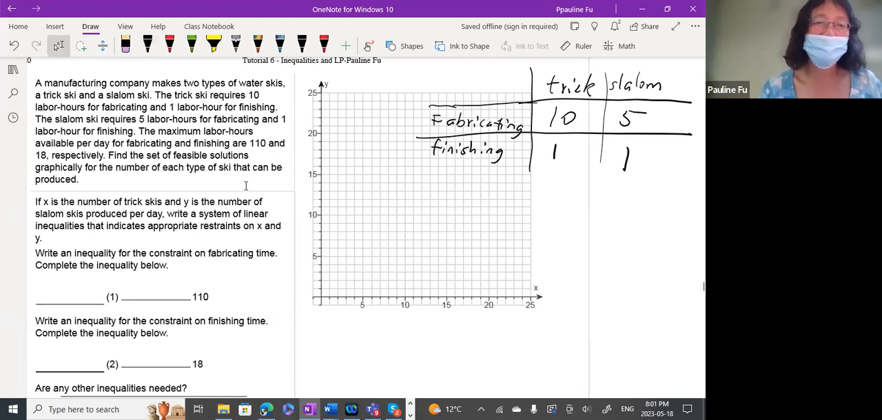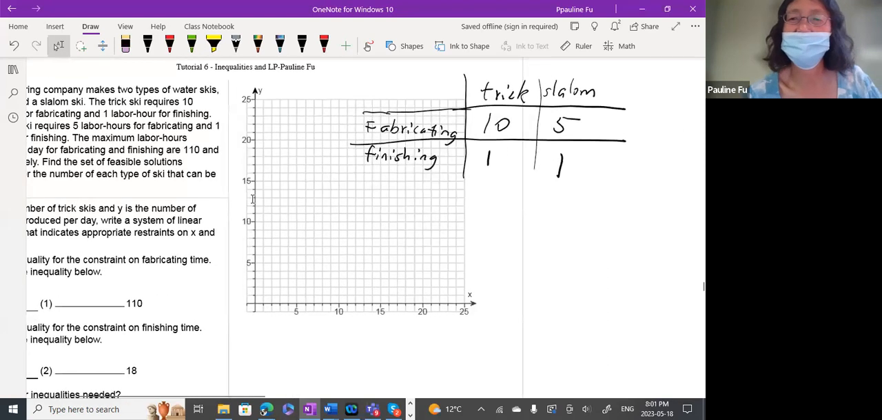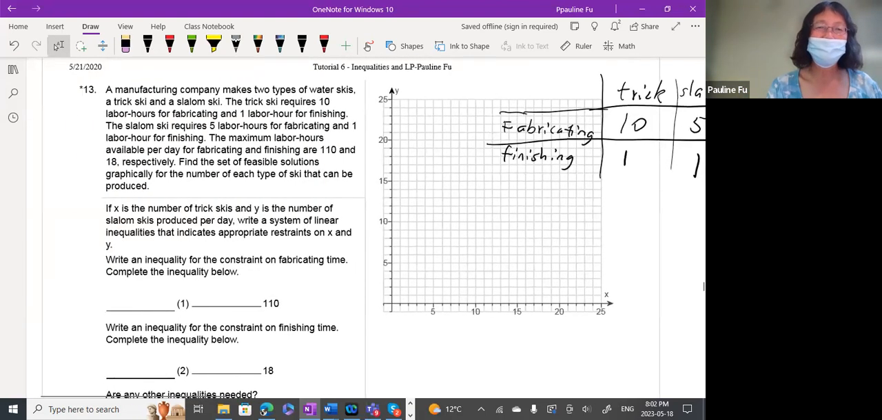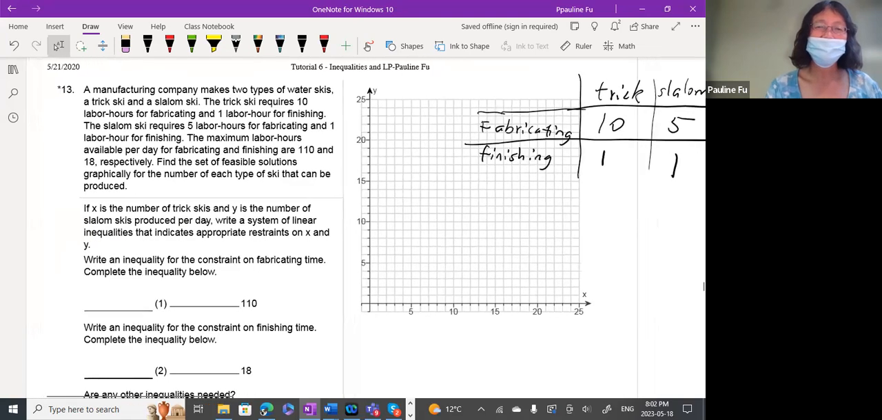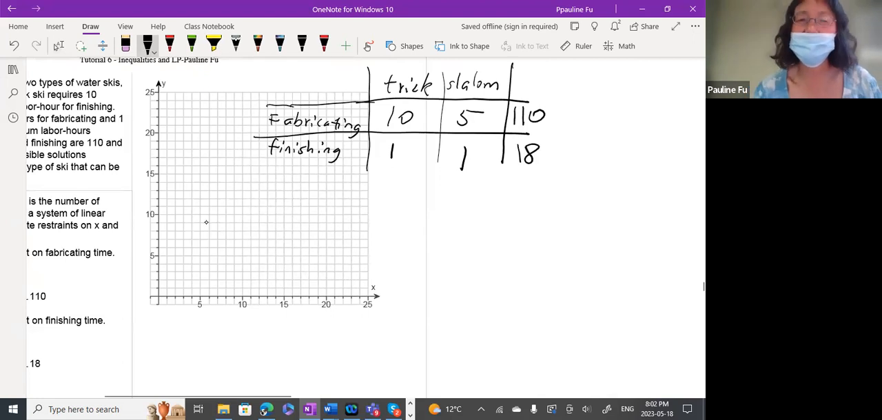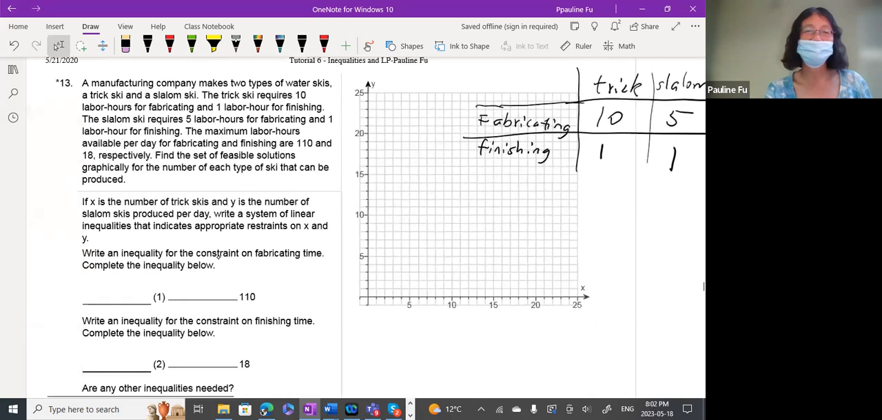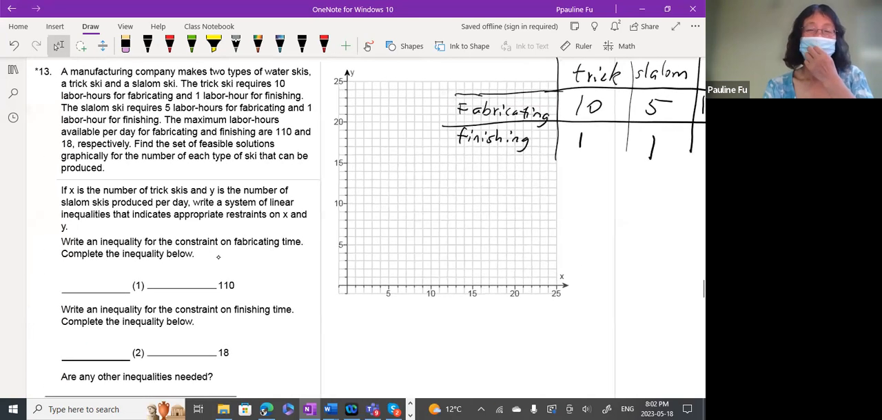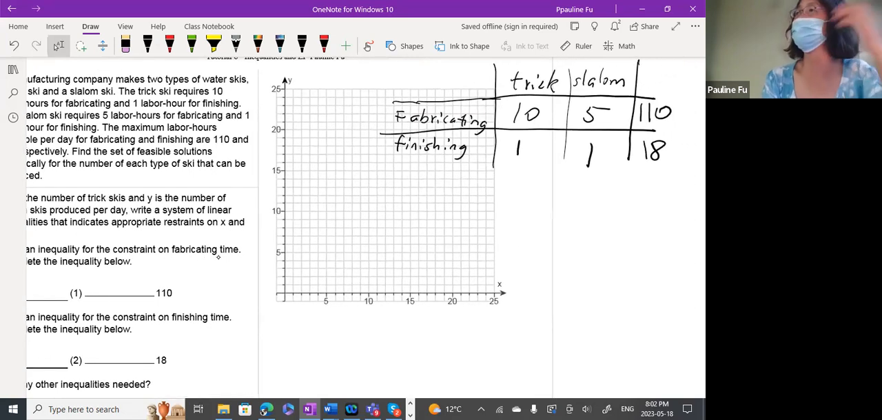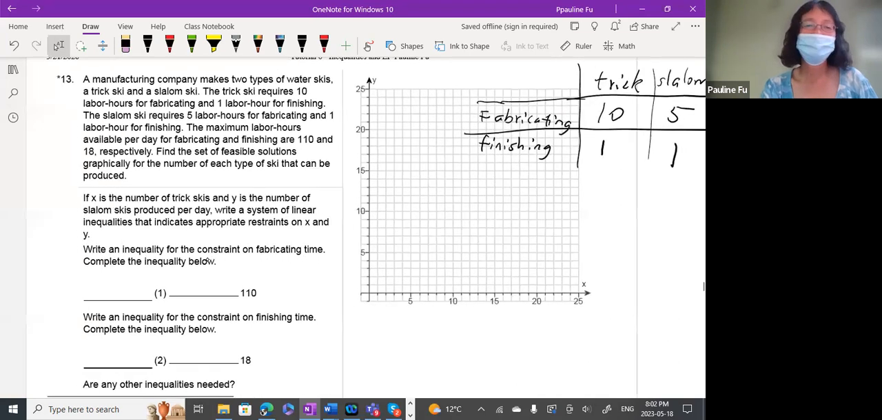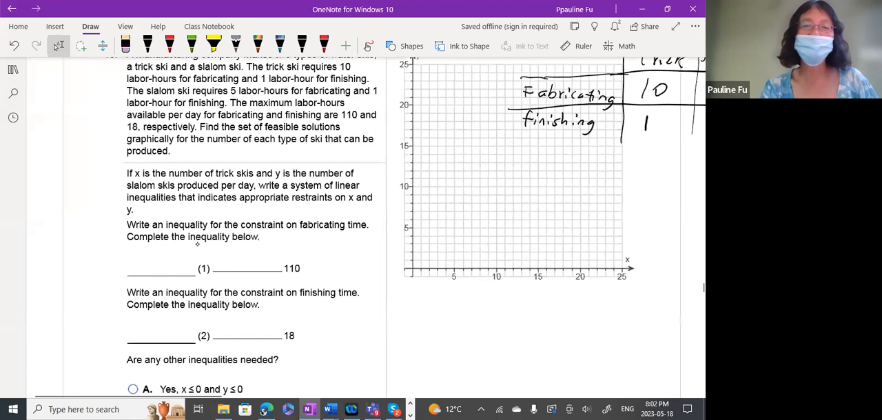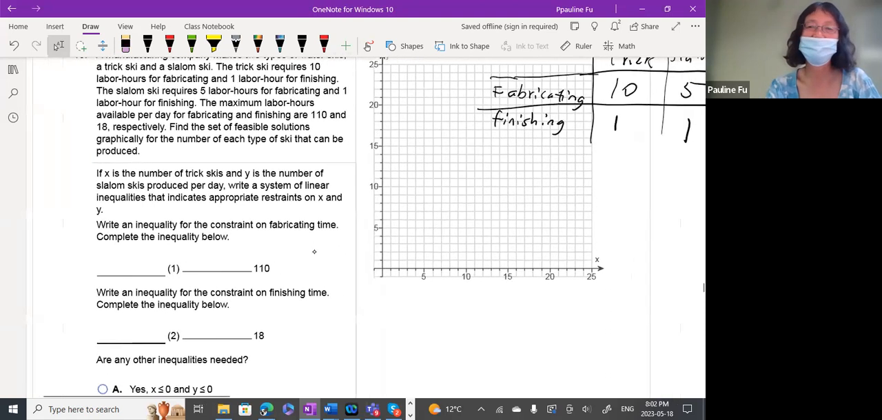The maximum labor hours for fabricating is 110. And the maximum hours for finishing is 18. See, this question is similar to the PowerPoint example. Very similar, okay? And then what is the question here? The question asks you to find the set of feasible solutions for how many trick skis to produce, how many slalom skis to produce.